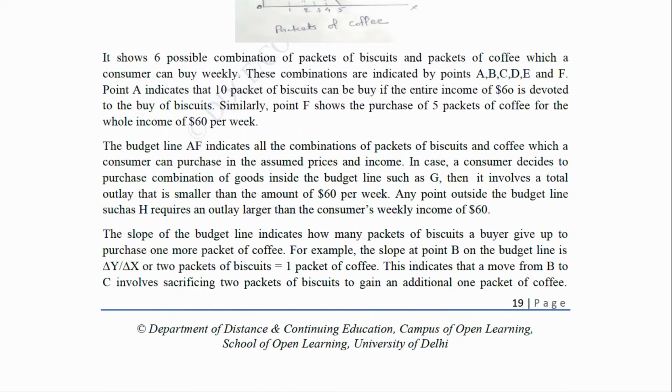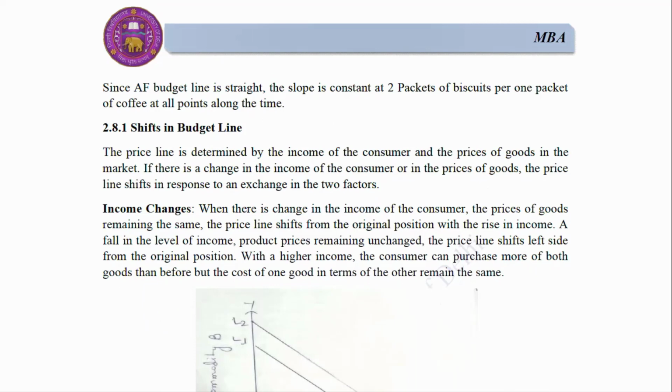The slope of the budget line indicates how many packets of biscuits a buyer gives up to purchase one more packet of coffee. For example, the slope at point B on the budget line is change of Y upon change of X, or 2 packets of biscuits equals 1 packet of coffee. This indicates that a move from B to C involves sacrificing 2 packets of biscuits to gain an additional 1 packet of coffee. Since the AF budget line is straight, the slope is constant at 2 packets of biscuits per 1 packet of coffee at all points along the line.